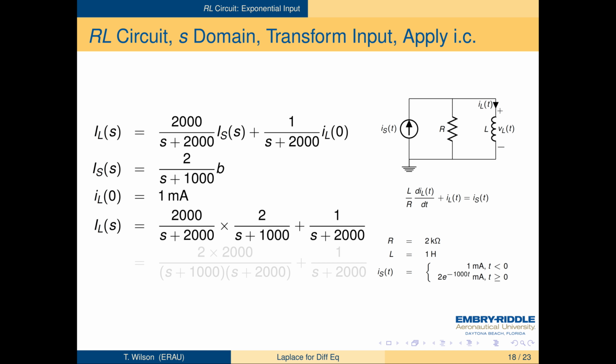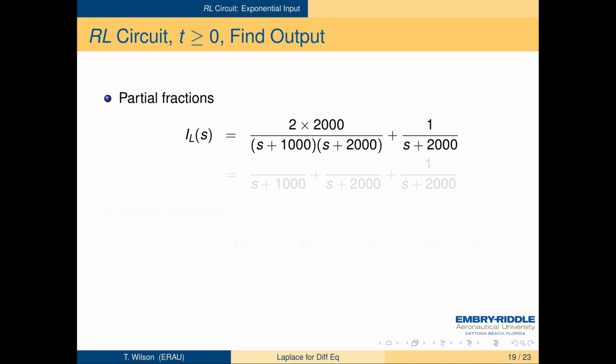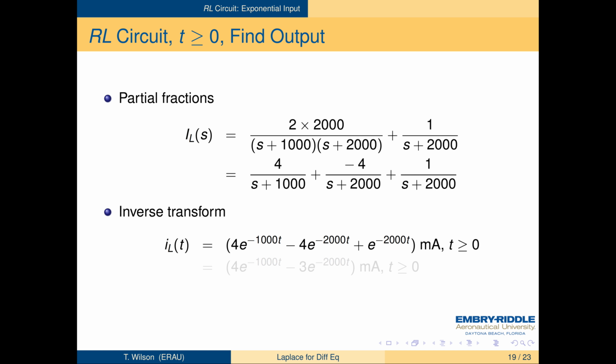Plugging the S-domain expression for the input and the initial condition into our expression for the Laplace transform of the output, we write the left-hand term as 2 times 2000 over s plus 1000 times s plus 2000, and bring the right-hand term along. We write the left-hand term in terms of partial fractions as something over s plus 1000 plus something over s plus 2000. Covering up s plus 1000 and letting s equal minus 1000, we find 4 is the weight of 1 over s plus 1000. Covering up s plus 2000 and letting s equal minus 2000, we find minus 4 is the weight of 1 over s plus 2000.